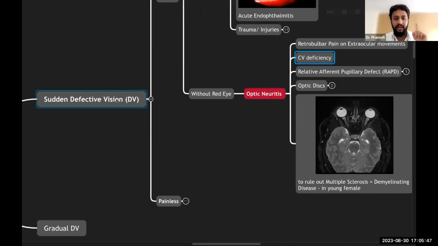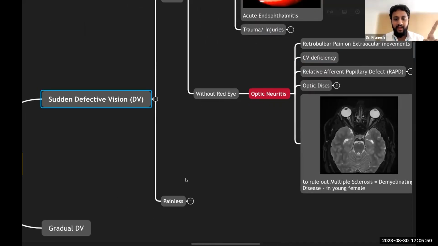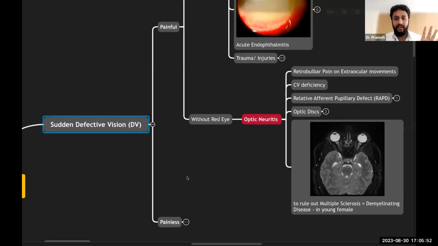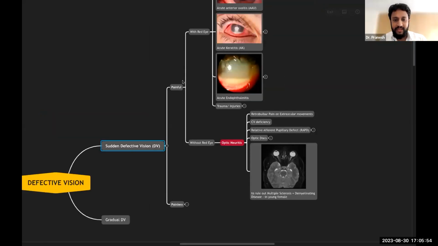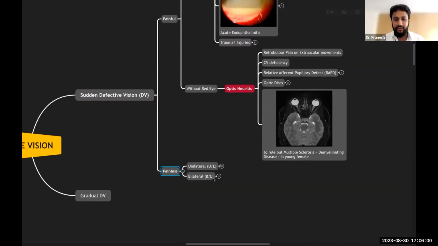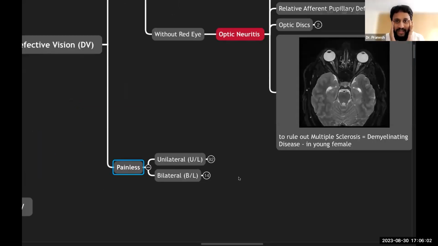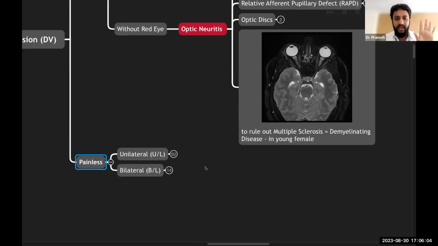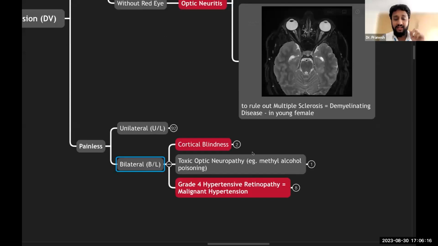Now coming to sudden defective vision without any pain. Okay, so we discussed sudden defective vision, painful, with red eye, without red eye. Now what are the painless sudden onset defective vision causes? Just want to give you this. Is it bilateral or is it unilateral? Okay, if it is bilateral, a patient coming to you like this, walks into the clinic, not maintaining eye contact. He's like searching for you, he's not maintaining eye contact. Sudden onset, bilateral. Think of these three.